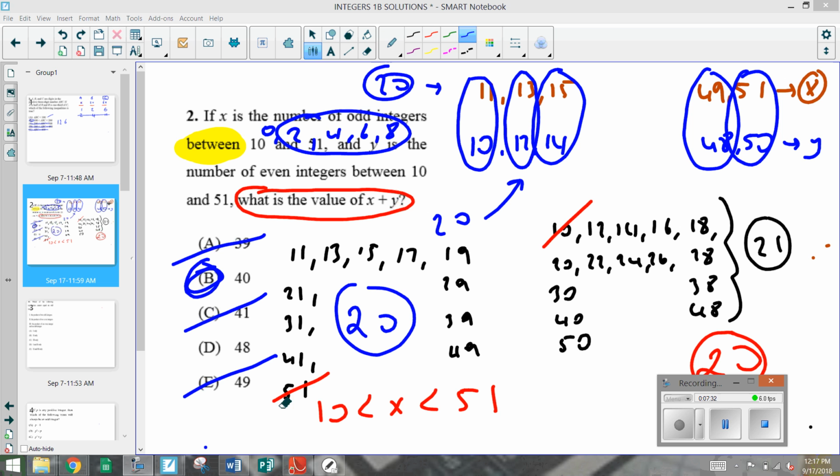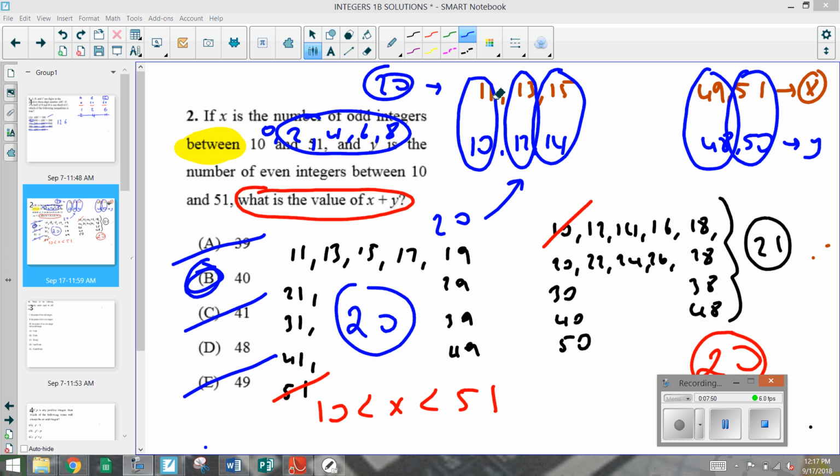21. Once we take out one of them, the total is 20, and then 10 is not included. There were 21 numbers minus 1, 20 here. 20 plus 20, that makes 40. So this is a long way. We don't prefer to do this.